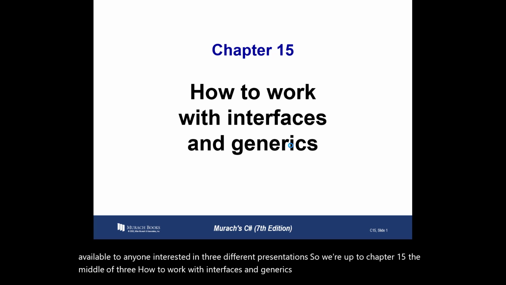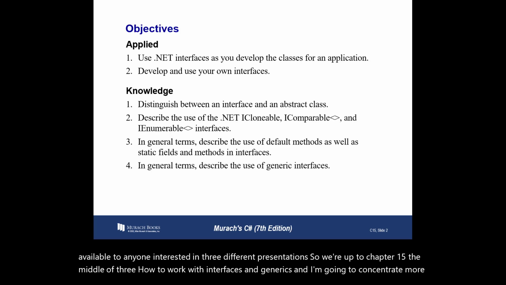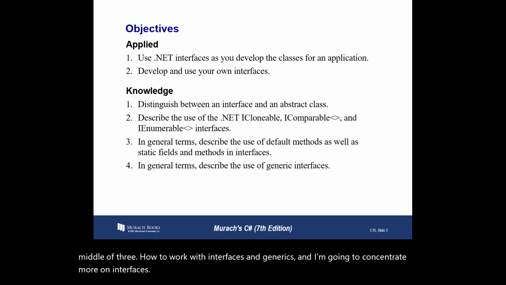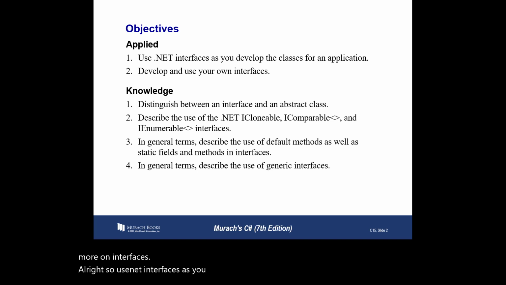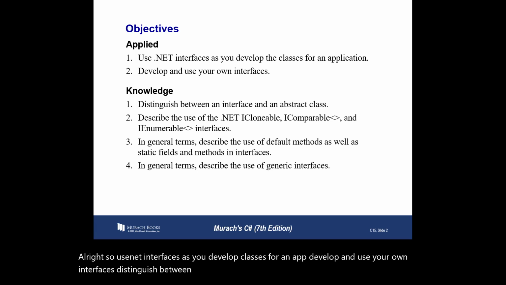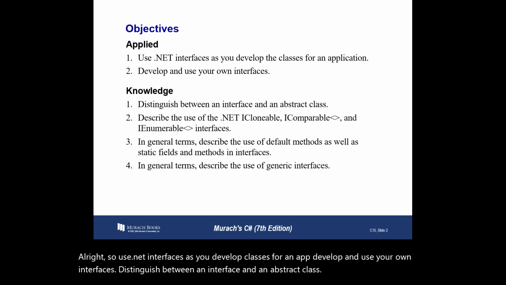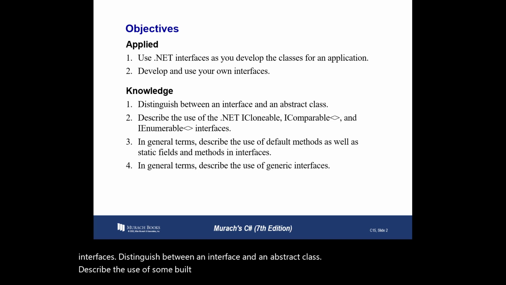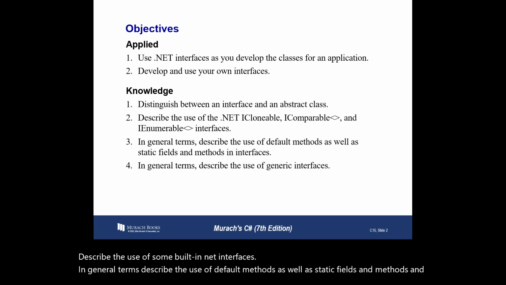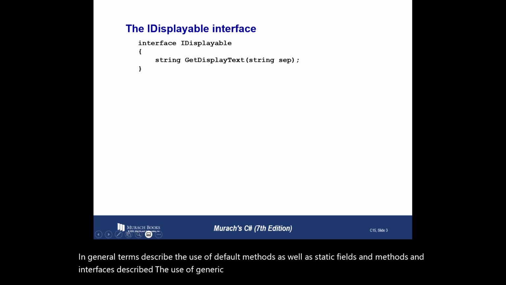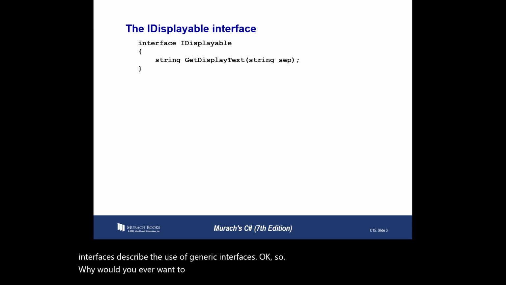And I'm going to concentrate more on interfaces. All right. So use .NET interfaces as you develop classes for an app. Develop and use your own interfaces. Distinguish between an interface and an abstract class. Describe the use of some built-in .NET interfaces. In general terms, describe the use of default methods as well as static fields and methods in interfaces. Describe the use of generic interfaces. Okay. So, why would you ever want to have an interface? I mean, what is the advantage of having an interface?